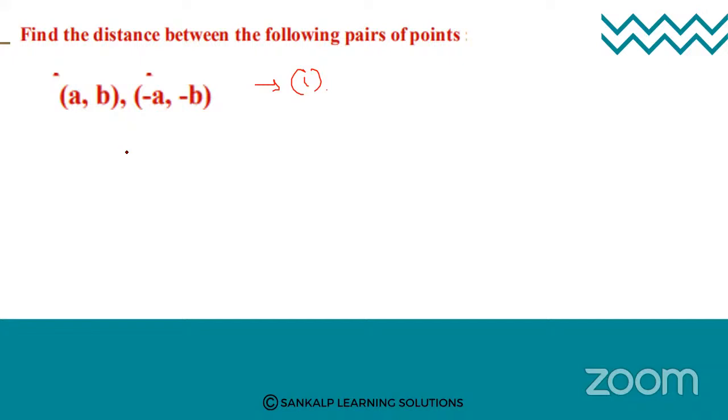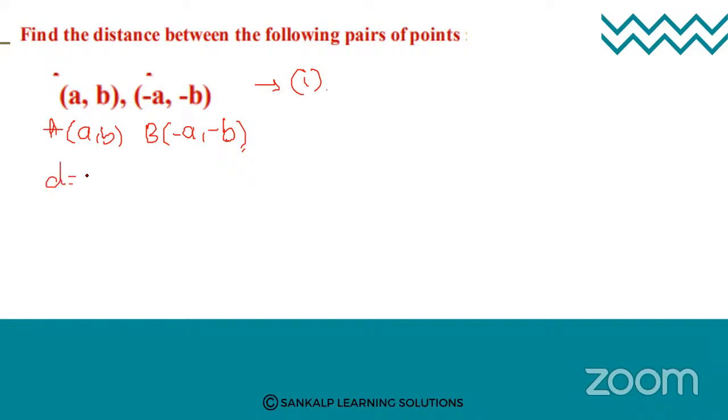The points are (a, b) and (-a, -b). Find the distance between the following pairs of points. That means you have to find the distance between A and B. Call this as A, and this is minus a, minus b. Now you are going to use the distance formula.